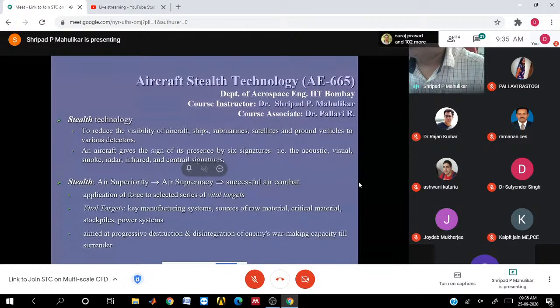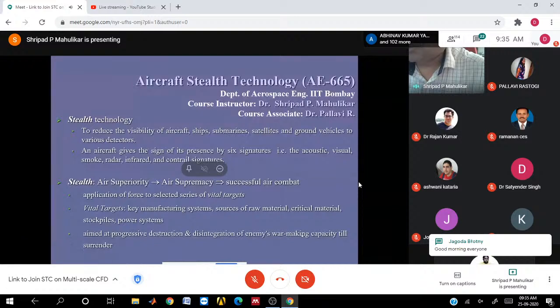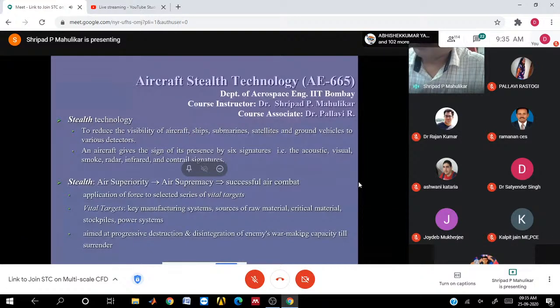And what I'm really proud of is that I had the opportunity to guide the PhD of one of my most illustrious PhD graduates, that is Dr. Rajan Kumar, who is now faculty in NIT Jalandhar. So it was a really proud moment for me to be his external guide when I was on a 3 semesters deputation at IIT Mandi. So with this brief introduction of myself, I now begin this presentation on aircraft stealth technology.